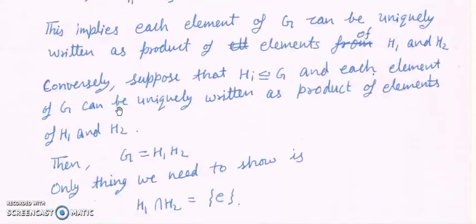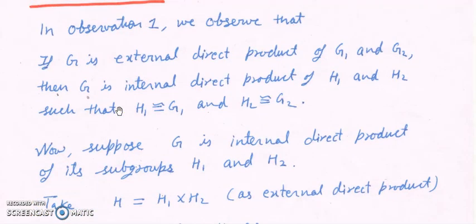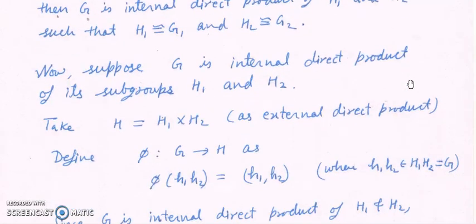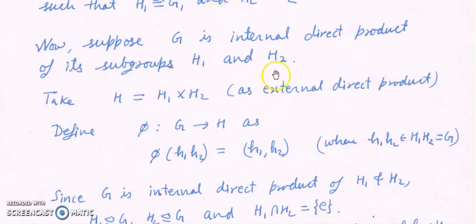Now, in observation 1, we have shown that given a group G to be the external direct product of G1, G2, G can be written as the internal direct product of H1, H2, and moreover, Hi's are isomorphic to Gi's. So any external direct product can be thought of as internal direct product. Now think conversely. Suppose G is internal direct product of subgroups H1 and H2. We can also think G to be an external direct product.